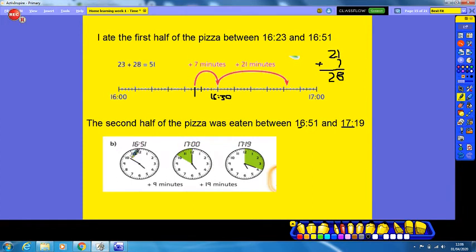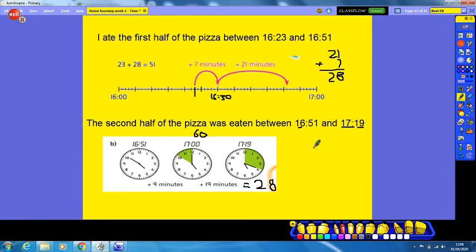To get from 51 to 00, or as it should be, 60, because remember there are 60 minutes in an hour, which makes it 00. To get from 51 to 60 takes us 9 minutes. Then from 00, it's really easy to count to the end, which is 19. So we just add on 19 to get to 17:19. So 9 plus 19 equals 28.